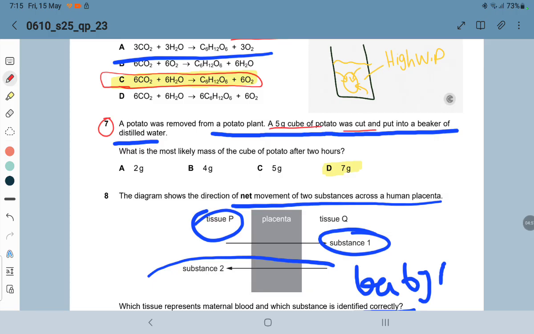A 5-gram cube of potato was cut and put into a beaker of distilled water. What is the most likely mass of the cube of the potato after 2 hours?